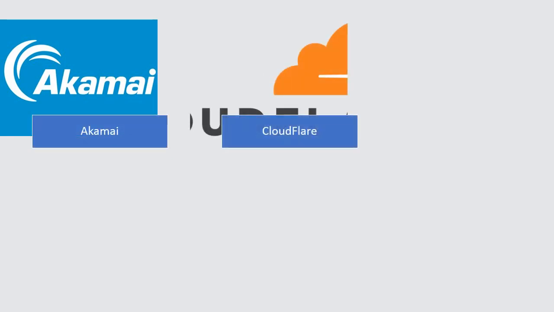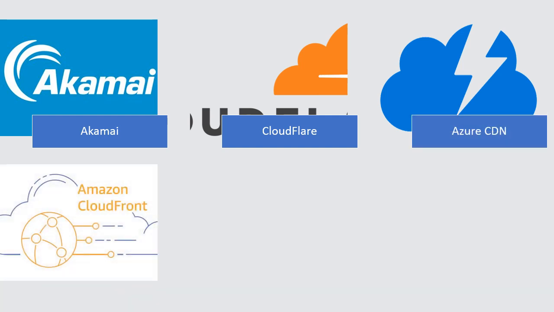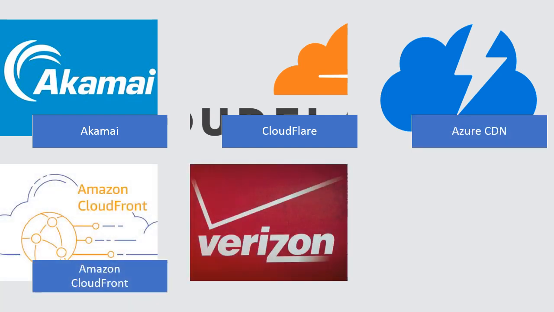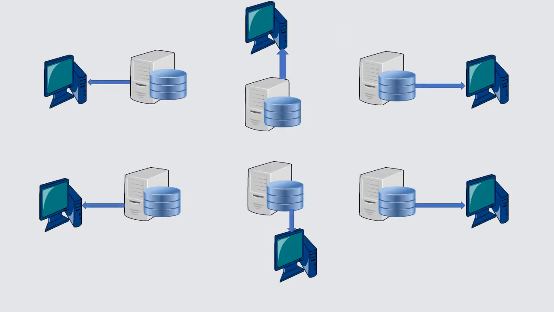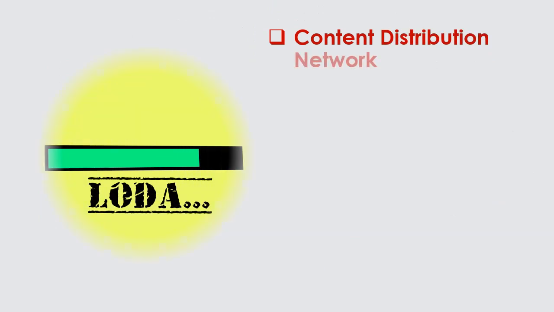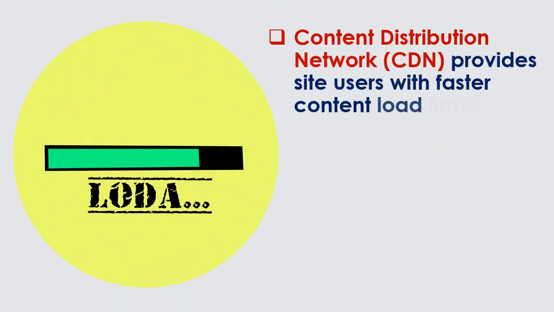Examples of CDN service providers are Akamai, Cloudflare, Azure CDN, Amazon CloudFront, Verizon, and Level 3 Communications. The content is distributed among many data hosts, not centralized in one location. A content distribution network, CDN, provides site users with faster content load times.